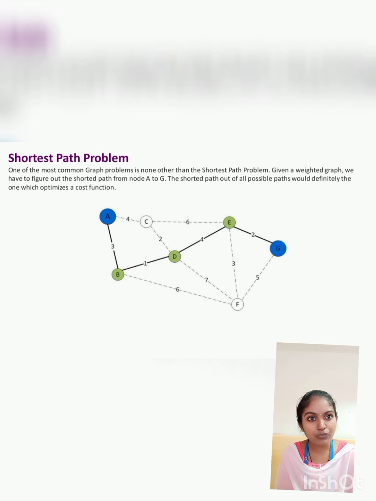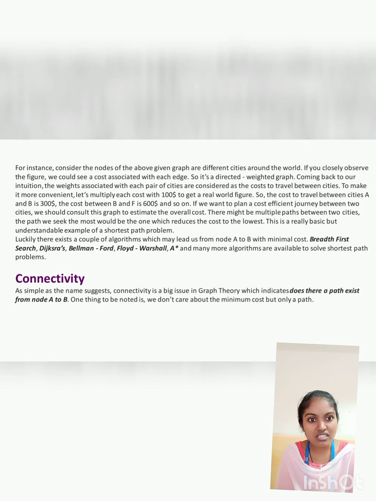Considering a given graph of the weights, for instance, consider the nodes of the above given graph are different cities around the world. If you closely observe the figure, we could see a cost associated with each edge. So it's a directed weighted graph. Coming back to our intuition, the weights associated with each pair of cities are considered as the cost to travel between cities. To make it more convenient, let's multiply each cost with $100 to get a real world figure. So the cost to travel between cities A and B is $300. The cost between B and F is $600 and so on.